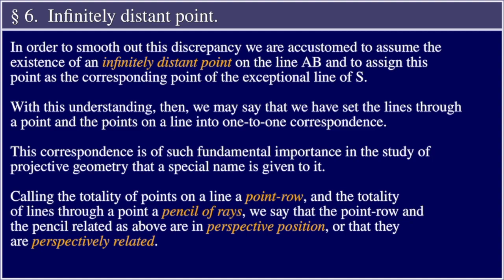This correspondence is of such fundamental importance in the study of projective geometry that a special name is given to it. Calling the totality of points on a line a point row, and the totality of lines through a point a pencil of rays, we say that the point row and the pencil related as above are in perspective position, or that they are perspectively related.